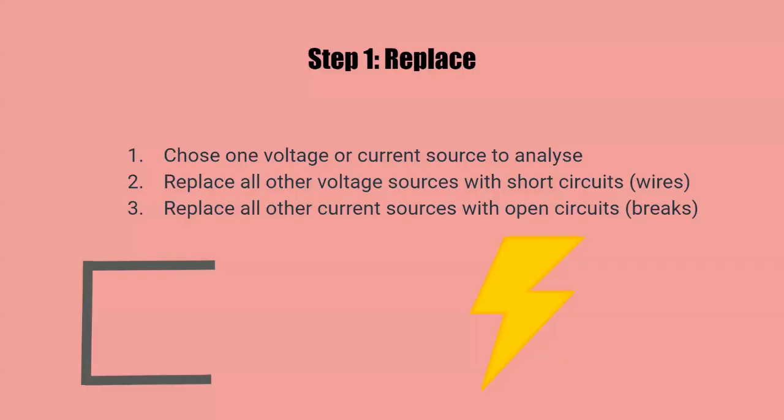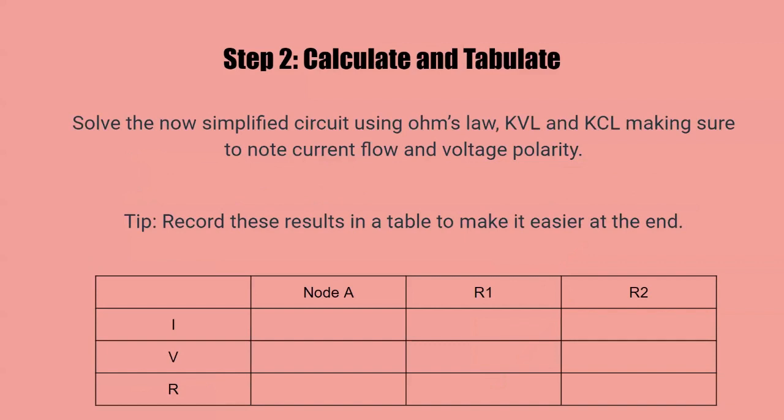So step one, replace. You choose one voltage or current source to analyze, and you replace all the other voltage sources with short circuits and replace all other current sources with open circuits. You then calculate and tabulate.